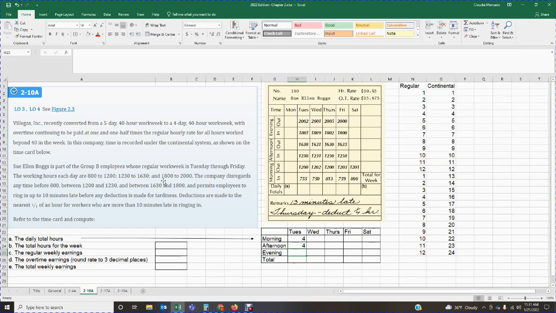Now, the instructions say that the company disregards any time before 16:30 and 18:30. So in this case, the particular employee clocked in a minute late, okay, and clocked out 2 minutes late, okay. So it says the company disregards any time between those hours provided and permits employees to ring in up to 10 minutes late before any deductions are made.